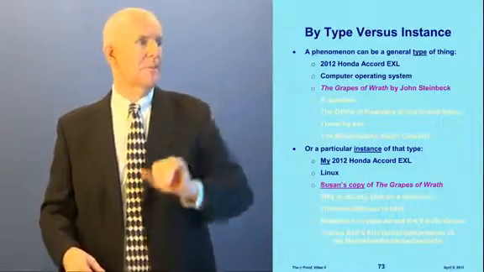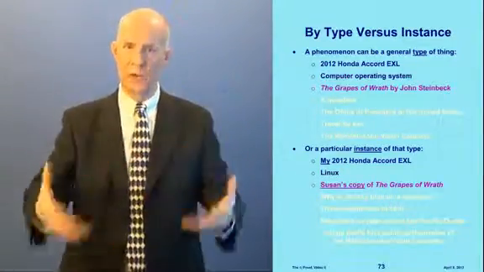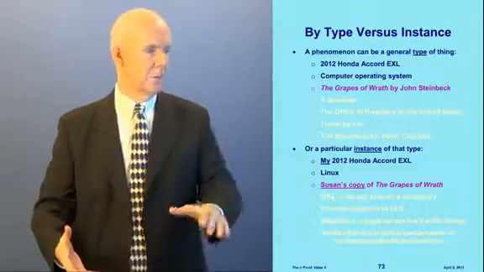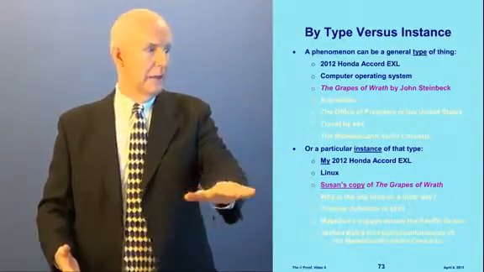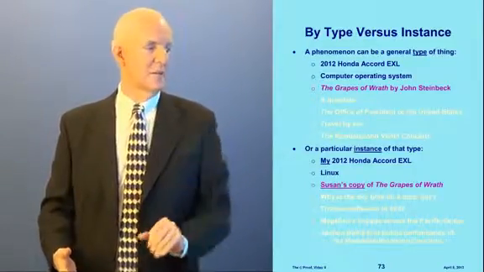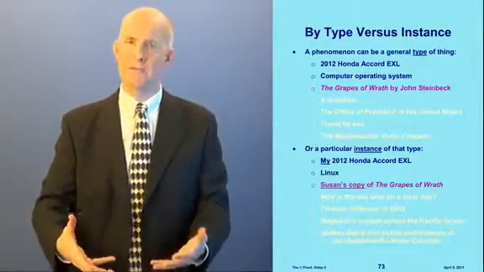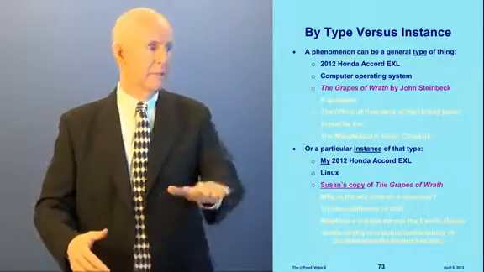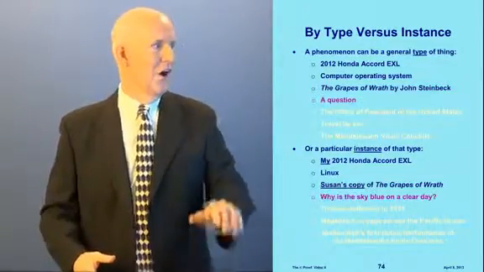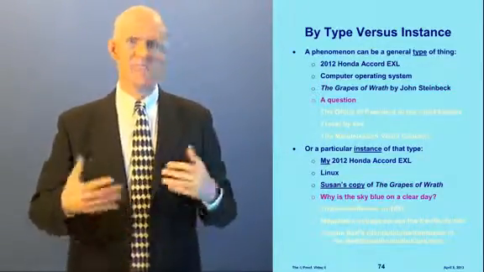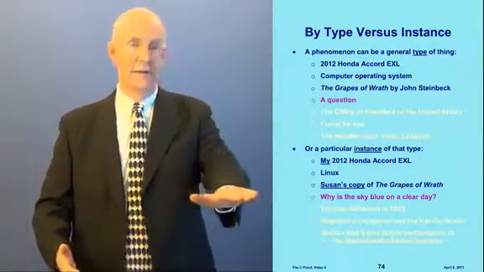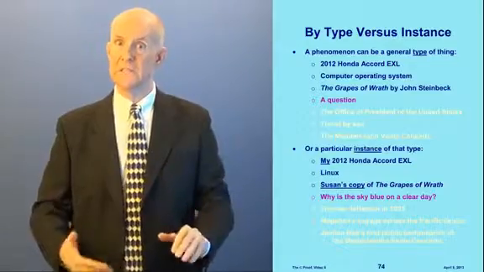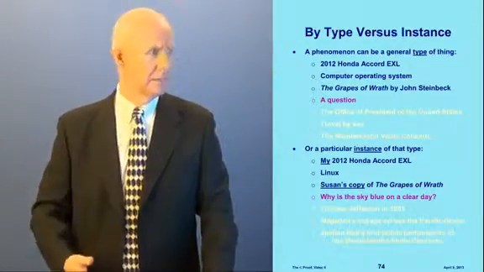How about The Grapes of Wrath by John Steinbeck? Well, okay, that's a book that John Steinbeck wrote, but it got printed in millions of copies. It was a bestseller. And one of the instances was a copy that Susan had. Susan has a copy of The Grapes of Wrath. Her copy. That's a particular instance. All right, a question. That's a kind of thing. How about this? Why is the sky blue on a clear day? That's a particular instance of a question. It's also phenomena.